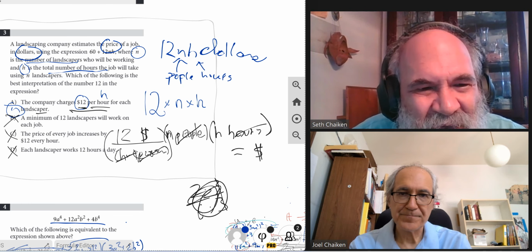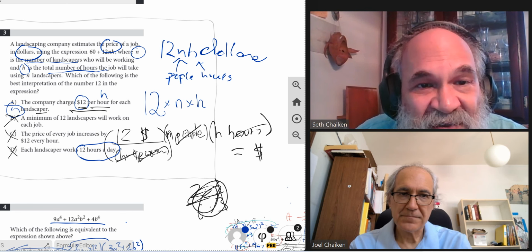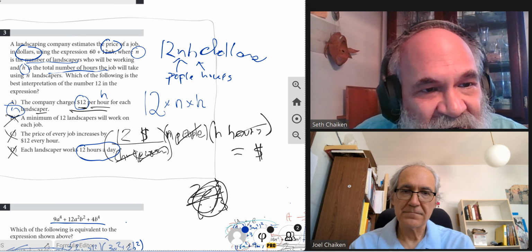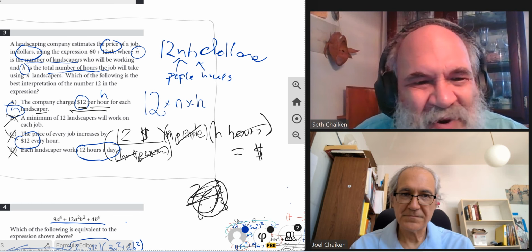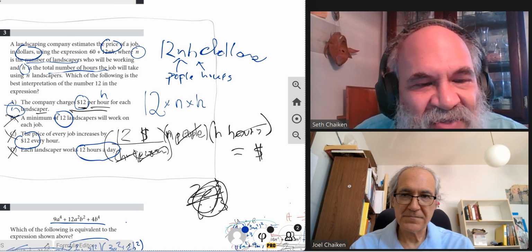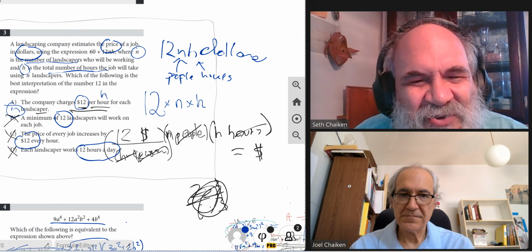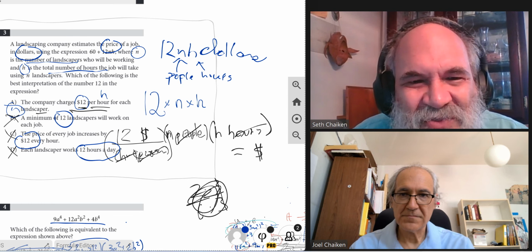And then you check, is D the answer? Well, the unit for 12 is hours per day per landscaper. No. Here it's dollars per hour. 12 is not the number of landscapers. It's the number of dollars per landscaper per hour. Here, 12 is the number of dollars per hour per landscaper, which matches the 12 here.